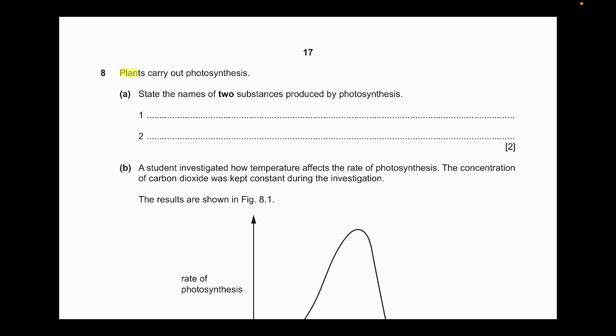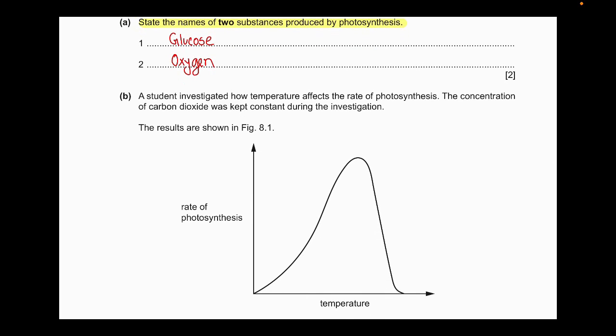Next question, guys. Plants carry out photosynthesis. State the name of 2 substances produced by photosynthesis. So photosynthesis definitely produces glucose. That's the first product. And also a byproduct is produced, which is oxygen. Not needed by the plant, but needed by the animals very much in high concentration.